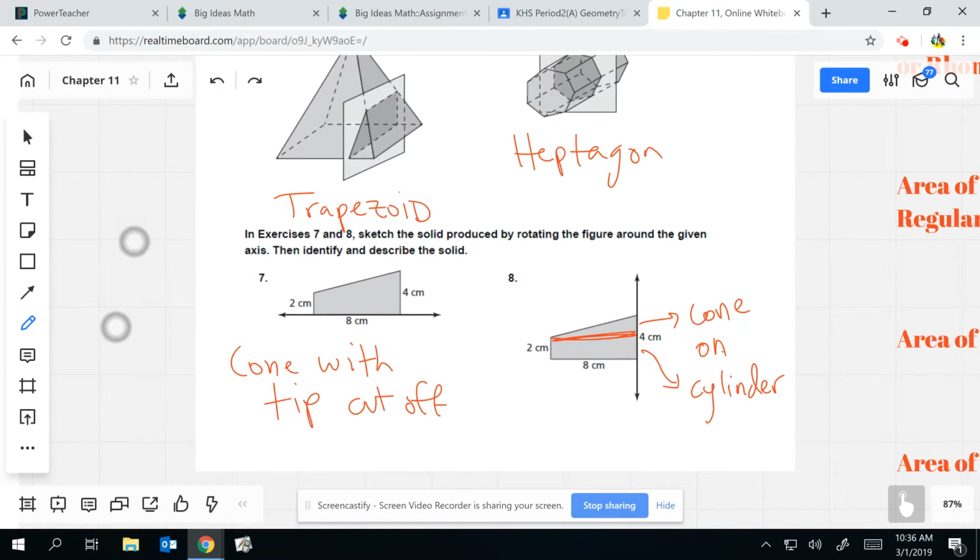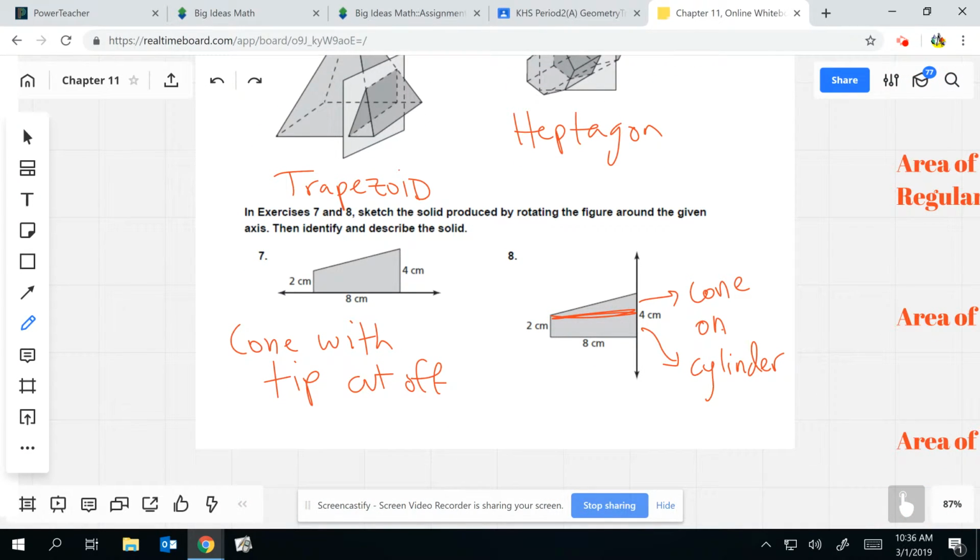The last two are just describing what shape you would see if you spun that around really fast. If you spun this one around really fast, this would be a cone if it was a triangle. If this whole thing was a triangle, then it would be a cone. But the triangle is not complete. You have this piece here that would be like cutting off the tip of the cone. So it would be like a cone with the top cut off. Okay, so that was 7.